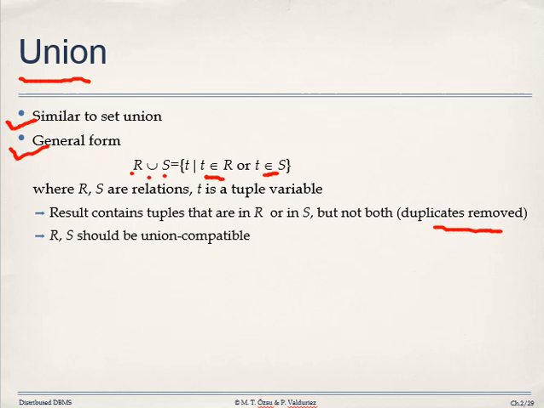Duplicates are removed. So R and S should be union compatible. That means the number of attributes should be the same. Here union means what? Get the records from the R relation and the S relation, all the records of R and S, and if R and S contain the same record, it is considered a duplicate. So the duplicate record will be removed.